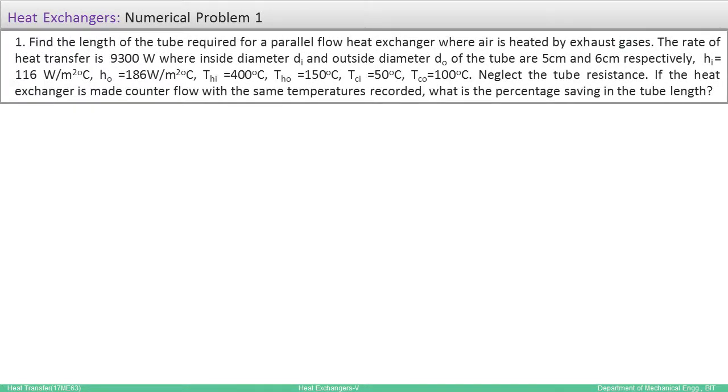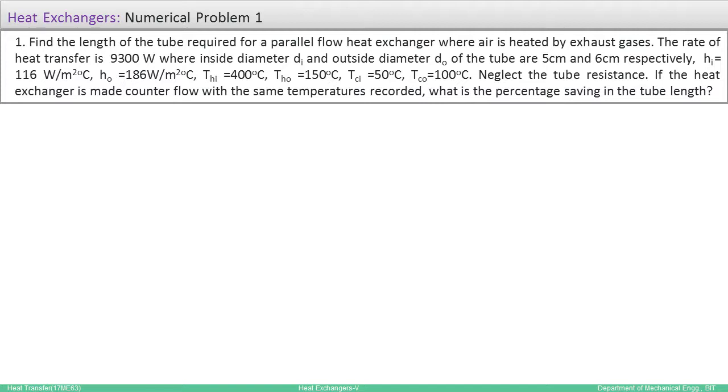The first problem is on sizing, to find the length of a tube required for a parallel flow heat exchanger where air is heated by exhaust gases. So air is the cold fluid and exhaust gases are the hot fluid. The rate of heat transfer is 9300 watt, where inside diameter di and outside diameter d naught of the tube are 5 cm and 6 cm respectively.